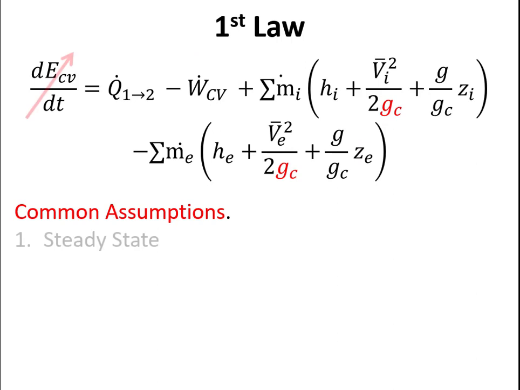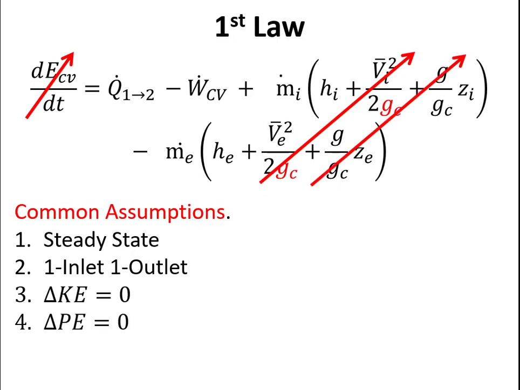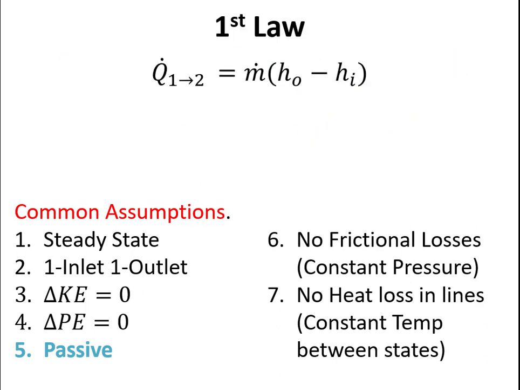I can then do a first law analysis. We're at steady state. We'll assume one inlet and one outlet, that there's no change in kinetic or potential energy, that the system is passive, meaning that it doesn't consume or produce power, that there's no friction losses and no heat losses across my component. And when I do all that, I see that the heat transfer going into my component in this case is equal to m dot times h out minus h in, or h2 minus h1. I can then find a symbolic equation for q dot over m dot, which is what this problem asks me for.